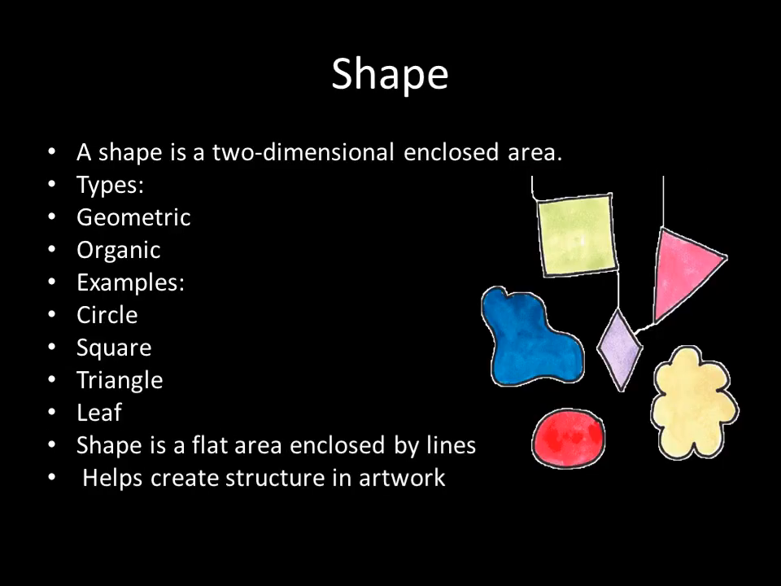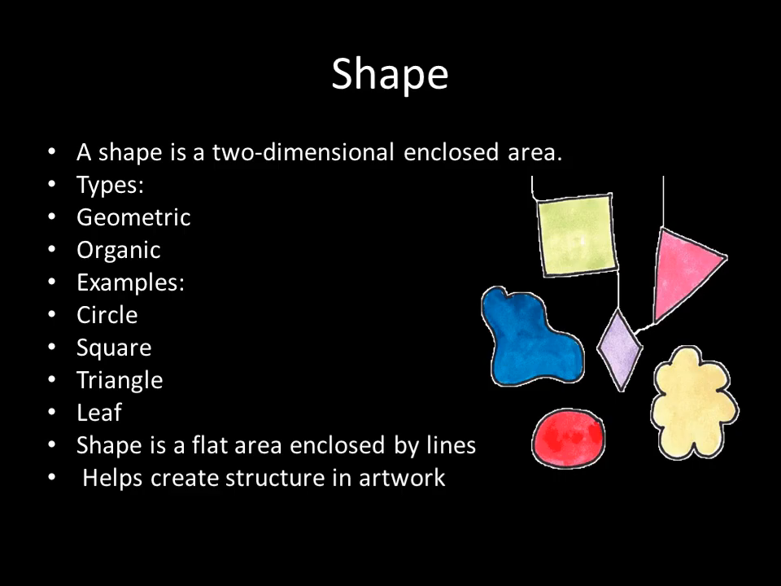Then we have shape. What is a shape? A shape is a two-dimensional enclosed area. I want you to get this right. It is 2D, right? And we have two types of shapes. We have geometric shapes. The geometric shapes are the ones that you make yourself using a geometrical set, which has a compass. Examples are circles, squares, and triangles. Those are geometric shapes. It's you who creates them. Then we have organic shapes.